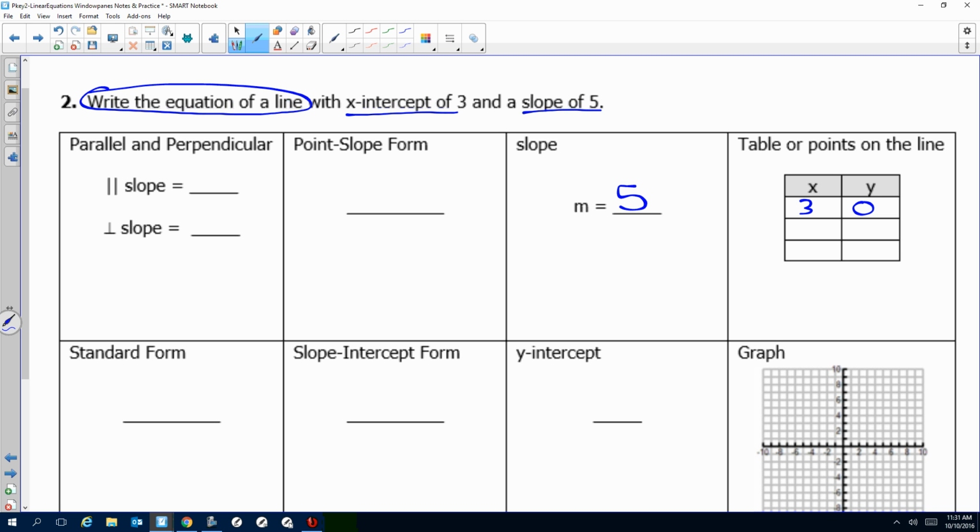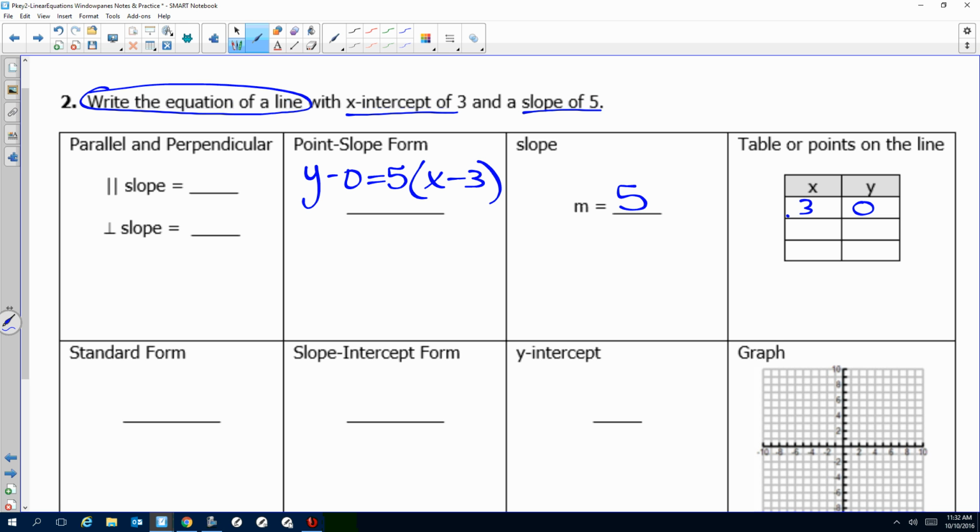So, taking my given. The given I have is a point and a slope. So from there, I need to start with point-slope form. Just plug it into our form. So I'm going to have y minus 0, because it's y minus y1, equals m, my slope, which is 5, parentheses x minus x1. So I have y minus 0 equals 5 parentheses x minus 3.